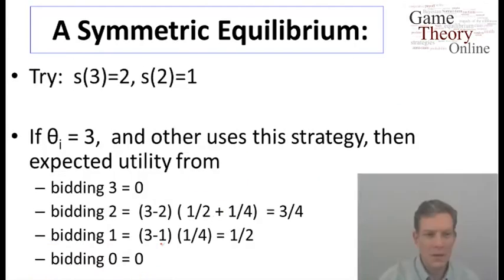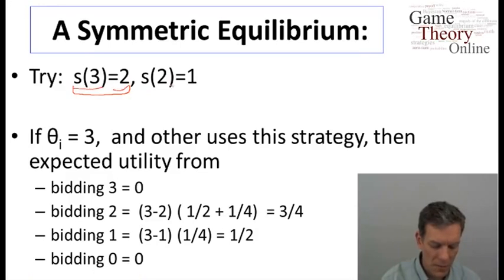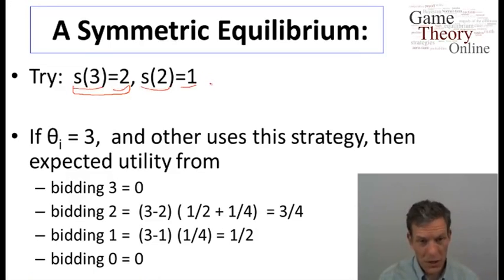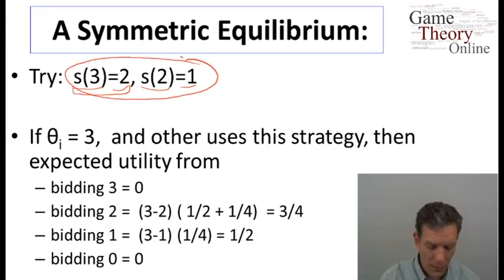Well, what's an easy one to try? Let's try bidding 1 below your value. So in this case, when your value is 3, bid 2. When your value is 2, bid 1. Okay, so let's check if this is a symmetric equilibrium. If the other player is bidding according to this, and theta i is 3, the other player uses this strategy, what's my expected utility?